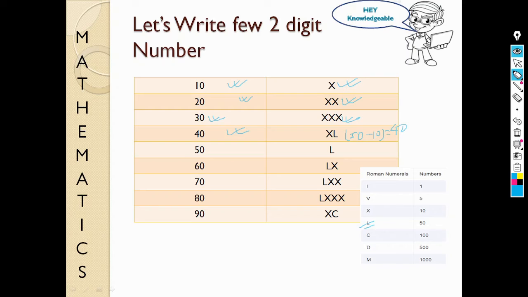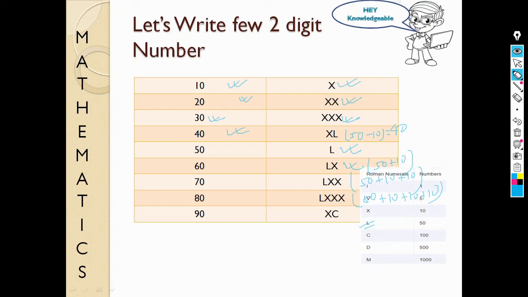For 50 we already have a Roman numeral, so that will be L. Then by the rule of addition, we'll write 60 as LX, that is 50 plus 10, 70 as 50 plus 10 plus 10, and then 80 as 50 plus 10 plus 10 plus 10.